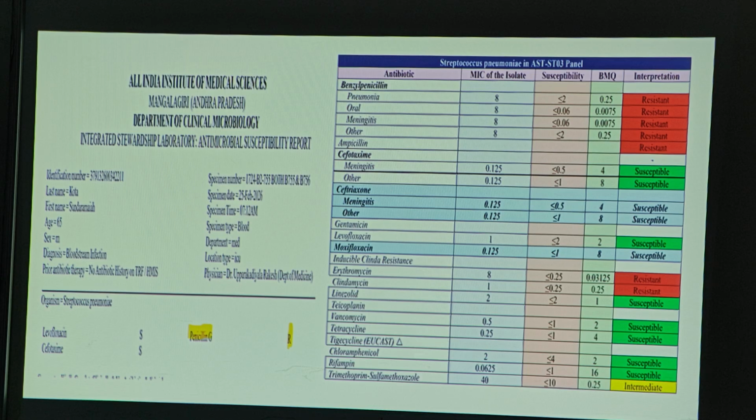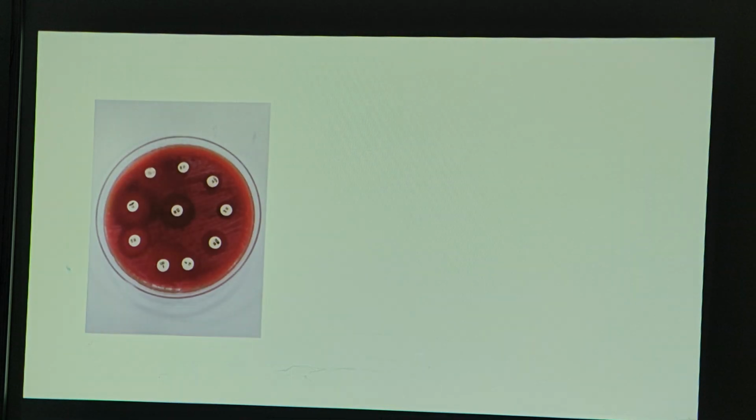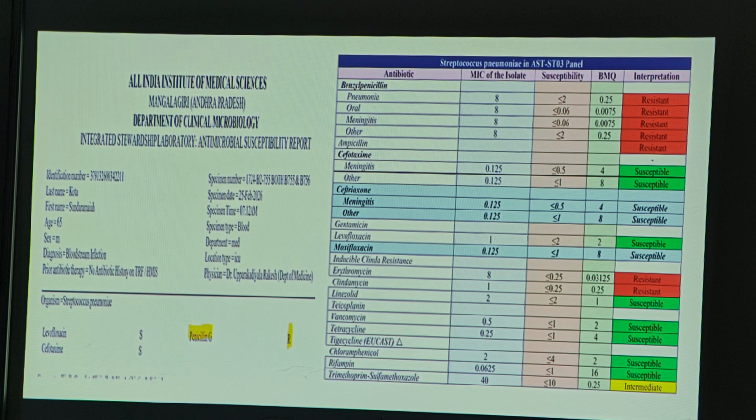You can see the BMQ bar MIC of penicillin G, it is coming to be resistant in this case, and in this DST the ampicillin has shown somewhat, but the MIC is less, only the penicillin came resistant, and the ceftriaxone, cefotaxime, levofloxacin and other antibiotics are susceptible in this case.